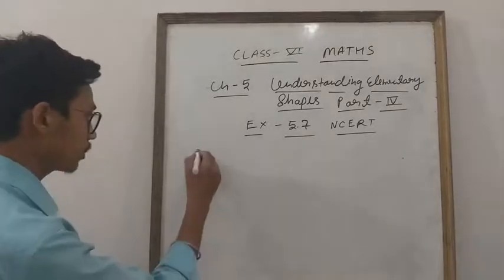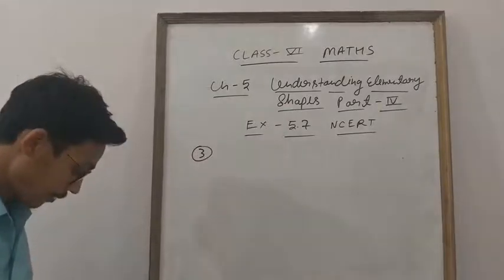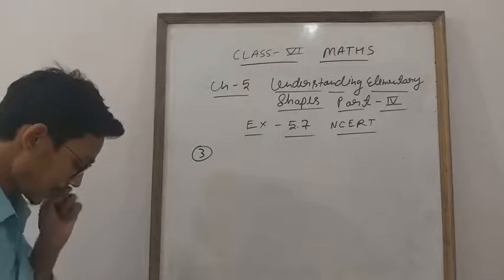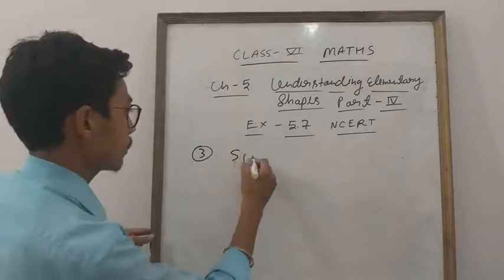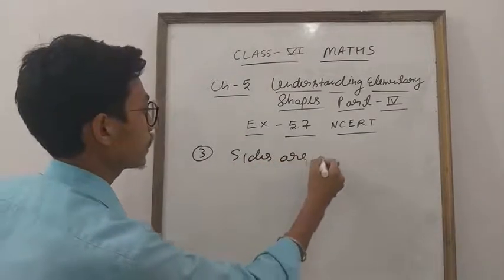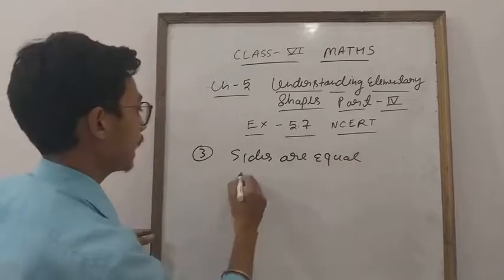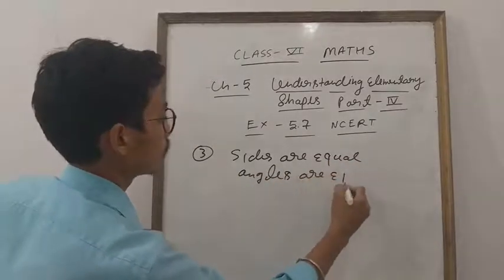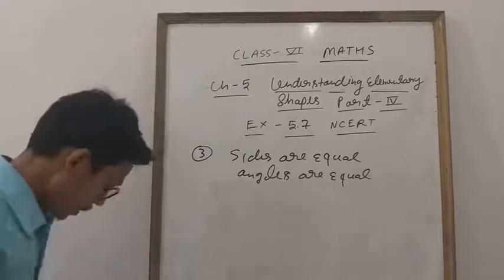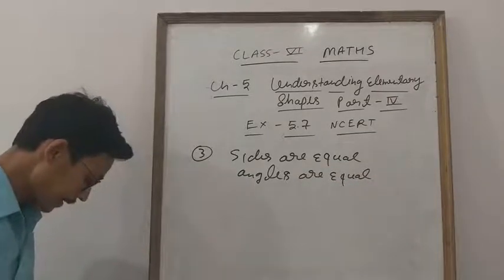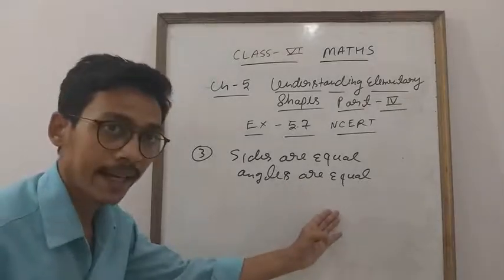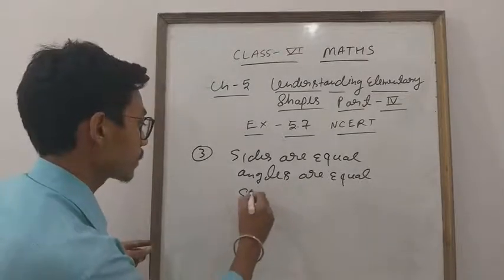A figure is said to be regular if its sides are equal in length and its angles are equal in measure. Look, sides are equal, angles are equal. Okay, or what is given? Sides are equal, lengths are equal, so it is simply what, student? This is simply a square.